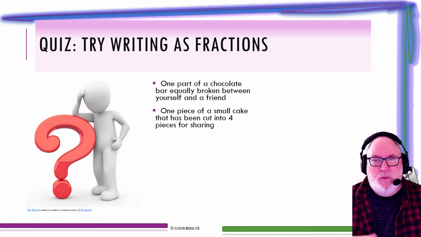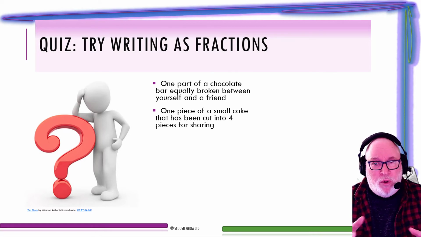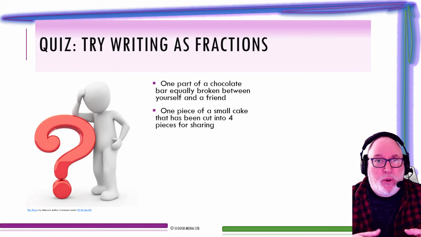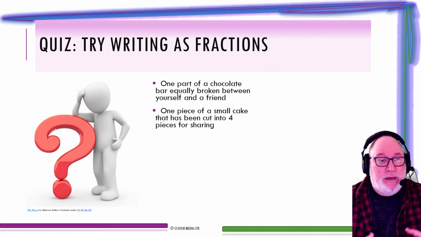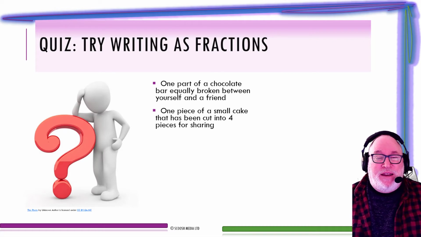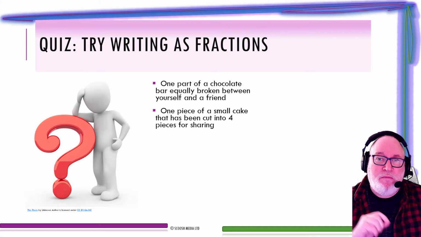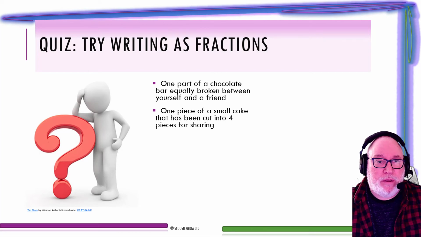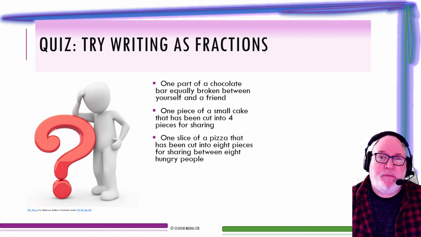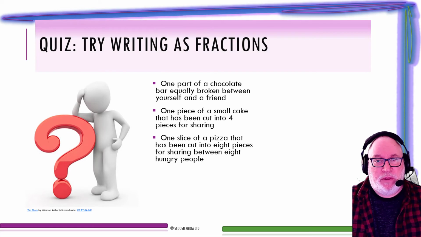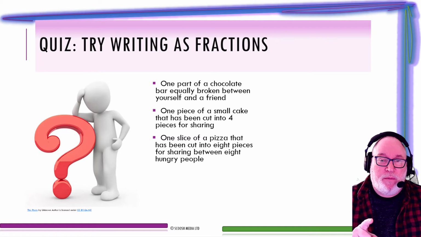Whether it's a cake or a pizza, it's the same thing. So when we come down to the numbers, don't be put off by sentences where you're putting it into a practical situation. That's the whole point of numbers, we use them on a daily basis. So one piece of a small cake that has been cut into 4 for sharing. One slice of a pizza that has been cut into 8 pieces for sharing between 8 hungry people. I'm one of them. But I'm looking for the one piece. So 1 slice out of the 8.